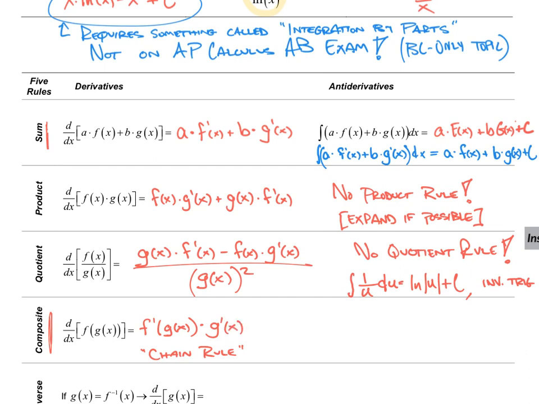There is not really an equivalent for antiderivatives unless you consider u substitution. U substitution is how we turn composite functions into just a straight function and anti-differentiate it. Okay, let's move on now and talk about inverses here.